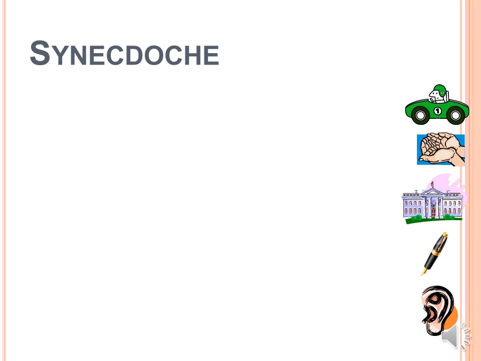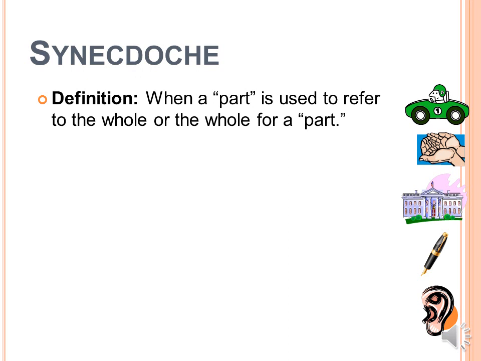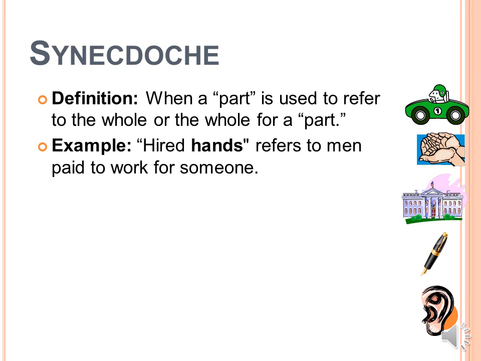Synecdoche. I've heard this pronounced a lot of different ways, but synecdoche is the correct pronunciation. It's a little tough, so let's see if we can figure it out. It's when a part is used to refer to the whole, or the whole to the part. So for example, "hired hands" refers to men paid to work for someone. If you say, "I've hired 10 hands to work for me this summer," you're not talking about hiring 10 pairs of hands. In this case, the word hands represents the entire body of the person who's working for you.